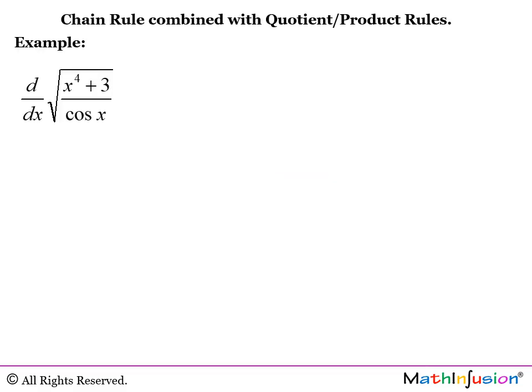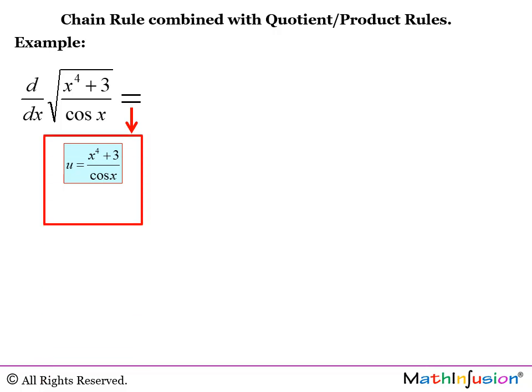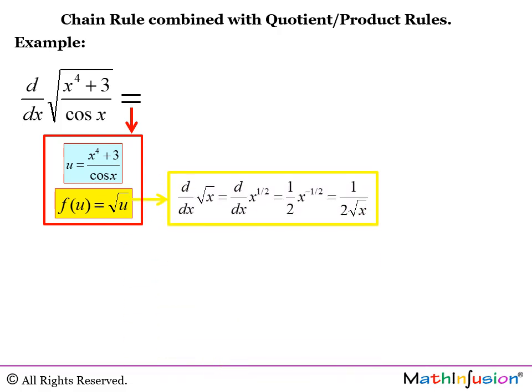Here is an example of the chain rule combined with the quotient rule. The u is the quotient (x to the 4 plus 3) over cosine x, and the outer function is square root of u. I would like to recall for 1 second what is the derivative of square root of x, because here we have to find the derivative of square root of u. It's better to do this on the side.